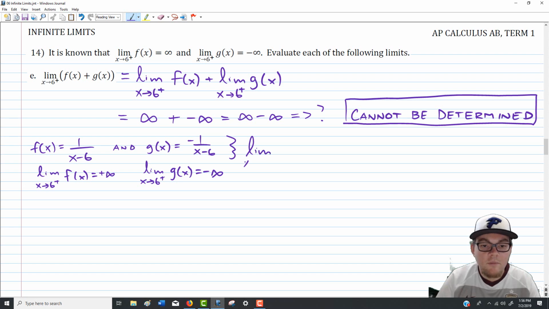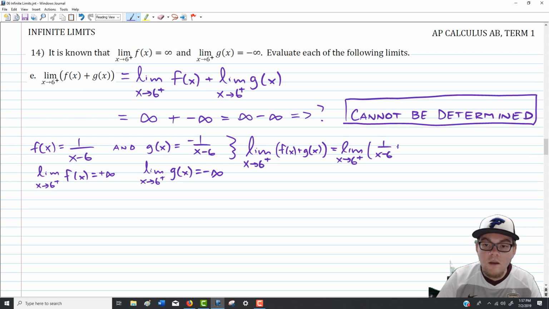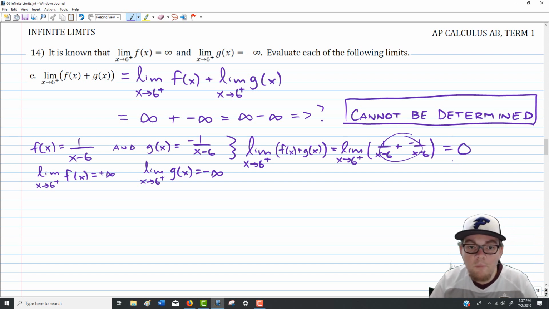the limit as x approaches 6 from the right side of f plus g, I'll do it properly, f of x plus g of x. That limit is going to be equal to the limit as x approaches 6 from the right side of 1 over x minus 6 plus negative 1 over x minus 6, which those two things zero out, which means this limit is equal to 0. That would suggest that, hey, I was lying. You get 0 every time.